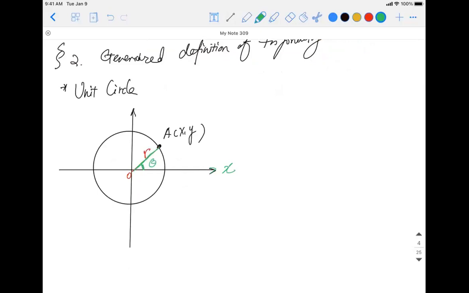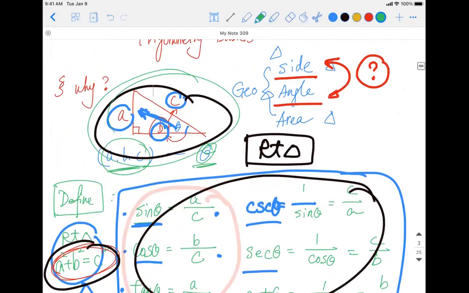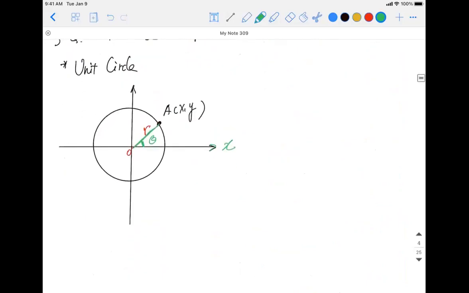How can I use the theta value to help me define something similar as I did for this right triangle previously? Right, this is a more specific definition of right triangle, but now I go to a unit circle. Can I do something exactly the same or something quite similar? The answer is yes. We can actually redefine all the trigonometry we talked about in the right triangle. Let's try to redefine everything into this unit circle. Follow me. Let's have a quick look how we're gonna do such a definition.